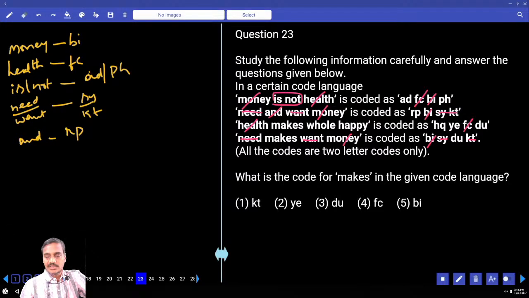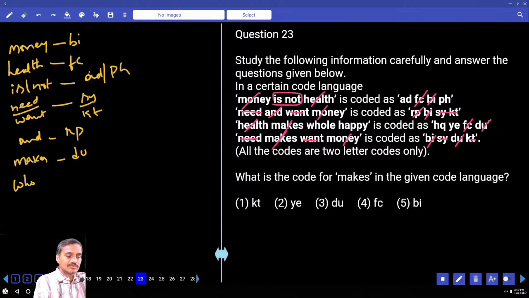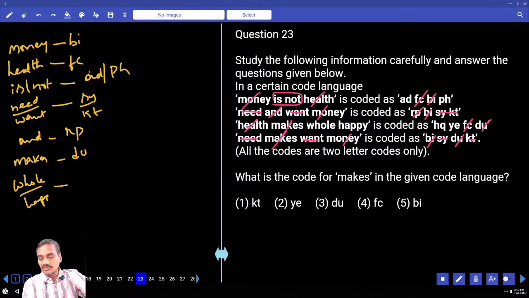Then coming to the next one, makes a whole happy. Now what is the word that is common? Makes. And the code that is common is DU. The code for makes is DU. Then finally, the whole and happy. There are two words that are left over, isn't it? And at the same time two codes are left over. And what are those two codes here? HQ and YE, in any order. So altogether there are some 6 words wherein we cannot identify the individual codes.